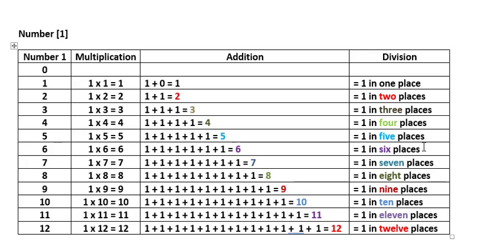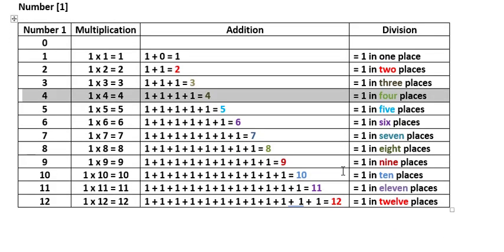I'm just going to select a few examples from number 1. Look at the fourth item here. You notice that we have 1 times 4 equals 4. What does that mean? We are saying 1 in 4 places. If we have 1, 2, 3, 4 and add them together, it gives us 4. Same thing on the right hand side when we divide. If we divide 4 by 1, it's going to give us 4. So we can always see how the numbers play out for number 1.